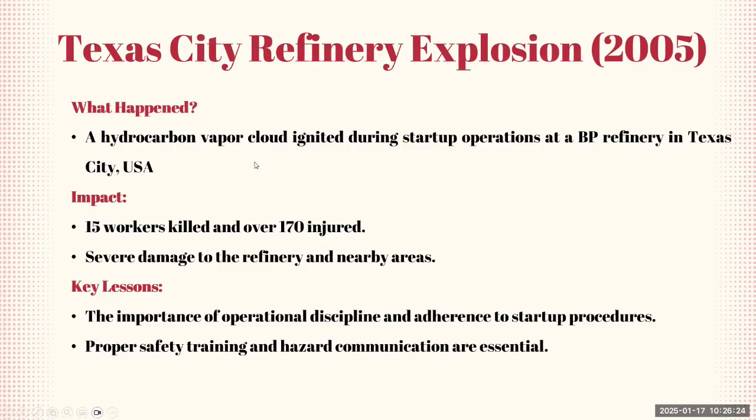Then we have the Texas City refinery explosion, which happened in Texas in 2005. What happened is a hydrocarbon vapor cloud ignited during startup operations at a BP refinery in Texas, United States. The impact was 15 workers were killed and over 170 were injured. Severe damage happened to the refinery and nearby areas. The key lesson is the importance of operational discipline and adherence to startup procedures.